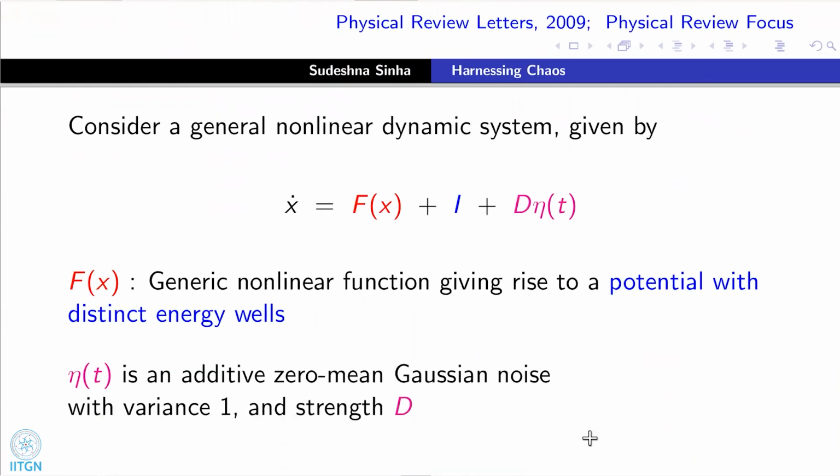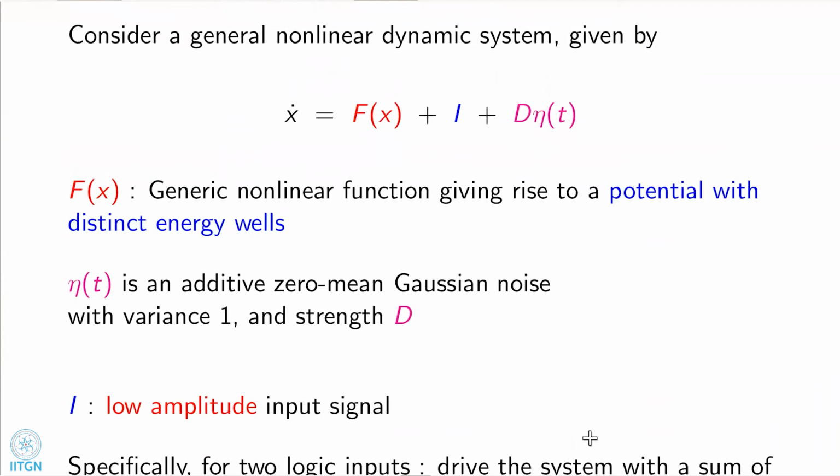I'll do it with a simple example so that you see it in one case; many complicated examples exist. Take a simple nonlinear system, because it needs two potential wells, to begin with. You add an additive noise, here additive zero mean. You could have colored noise or multiplicative noise, but some noise. And you have an input.